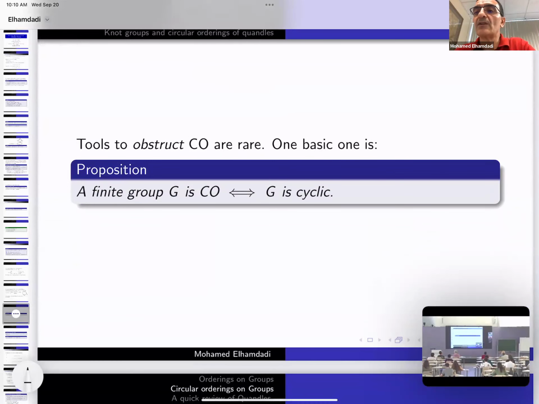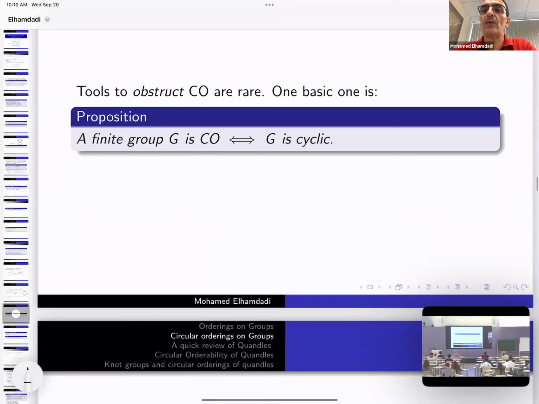Tools to obstruct circular orderability are rare. There aren't that many. One basic result is the following: a finite group is circular orderable if and only if it's a cyclic group.